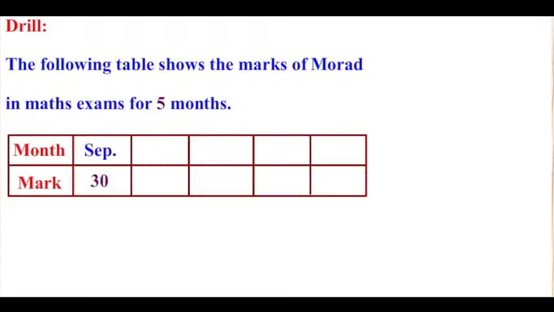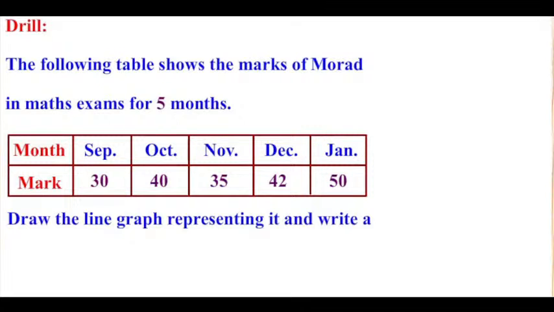Drill. The following table shows the marks of Murad in math exams for 5 months. In September, 30 marks. October, 40 marks. November, 35 marks. December, 42 marks. January, 50 marks. Draw the line graph representing it and write a suitable title.